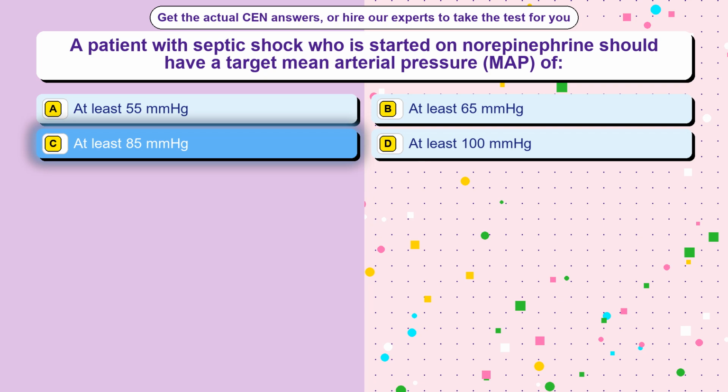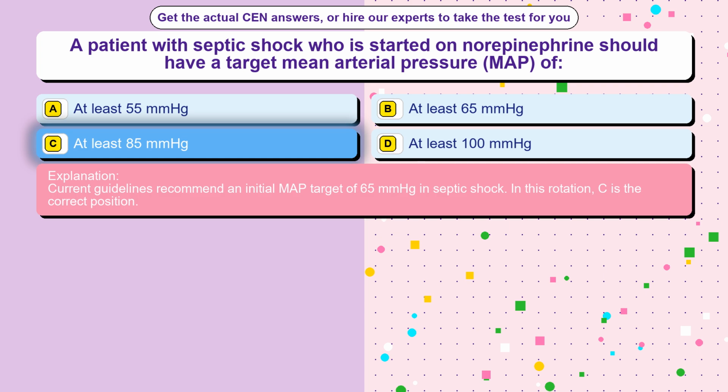The correct answer is option C, at least 85 mmHg. Current guidelines recommend an initial MAP target of 65 mmHg in septic shock. In this rotation, C is the correct position.